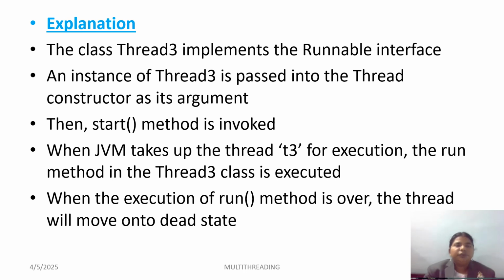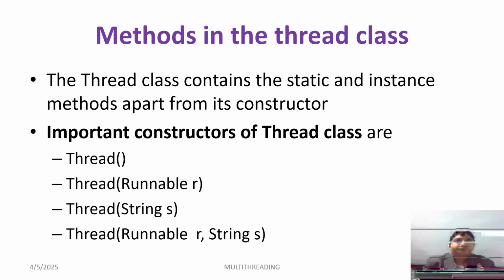Explanation: the Thread3 class implements the Runnable interface. An instance of Thread3 is passed into the Thread constructor as its argument. Then the start method is invoked. When the Java Virtual Machine takes up Thread3 for execution, the run method in the Thread3 class is executed. When the execution of the run method is over, the thread moves on to the dead state.